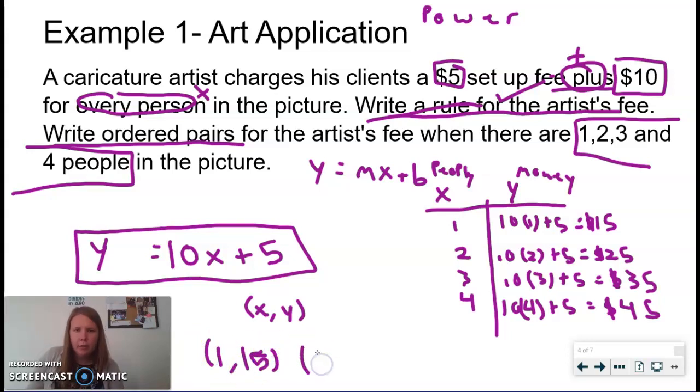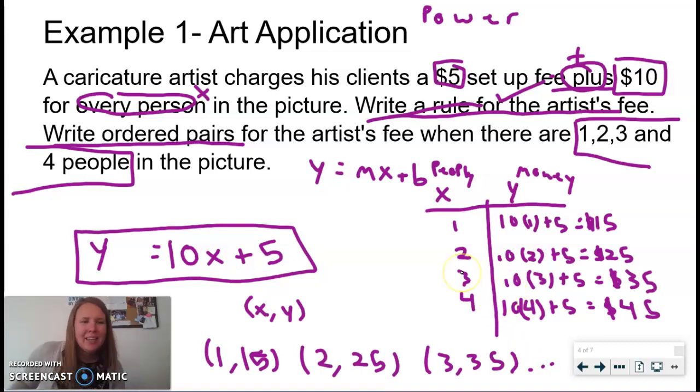All right, another ordered pair would be 2 people and $25. 3 people and $35. And so on. You can continue writing. Just for the sake of time, we're going to continue on. But that's something that's really important as we move into our other problems here.